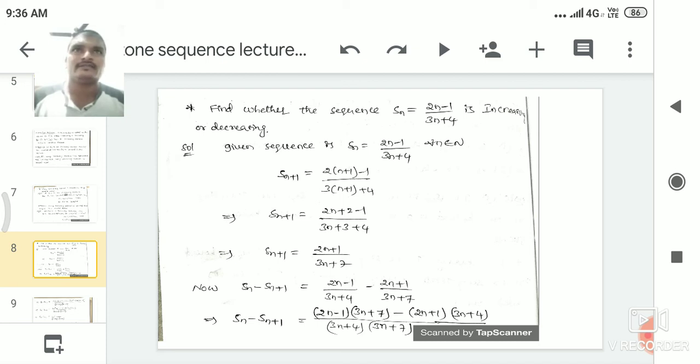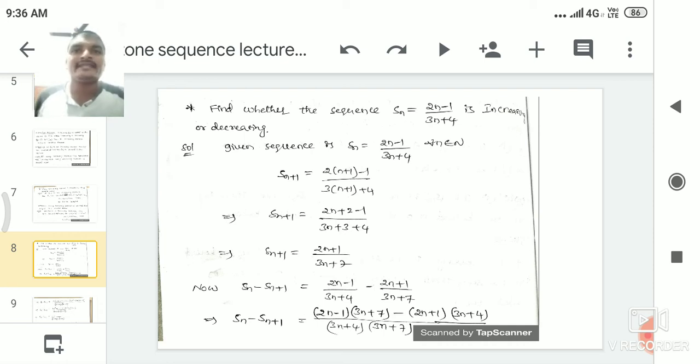If S1 ≤ S2 ≤ S3, we say that the sequence is increasing. If S1 ≥ S2 ≥ S3, we say that the sequence is decreasing. And also, if Sn ≤ Sn+1, we say that the sequence is increasing. If Sn ≥ Sn+1, we say that the sequence is decreasing.